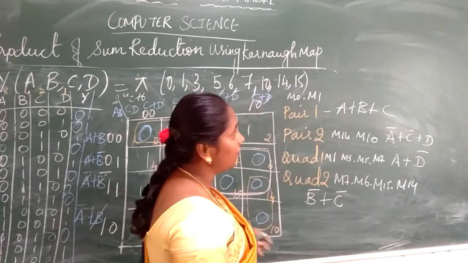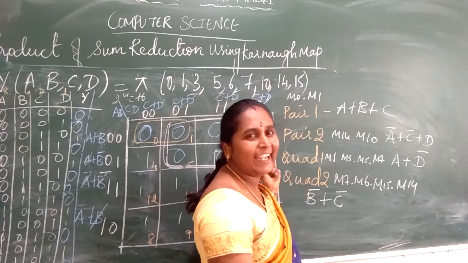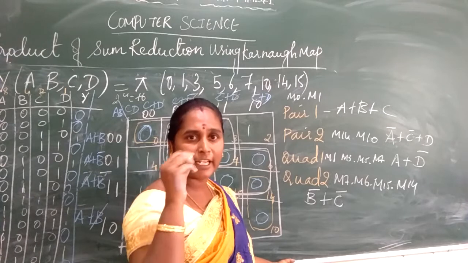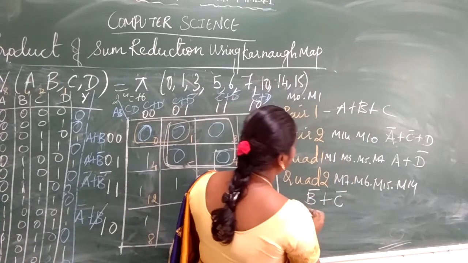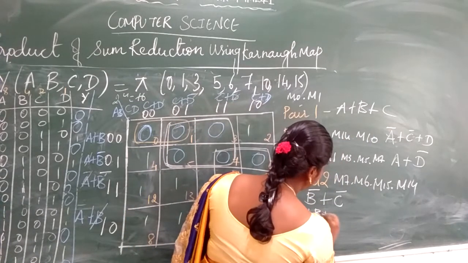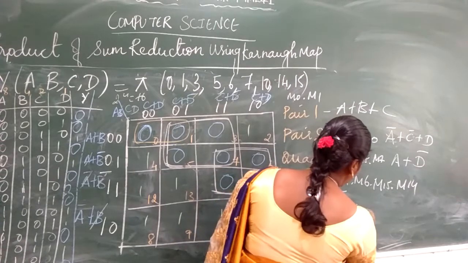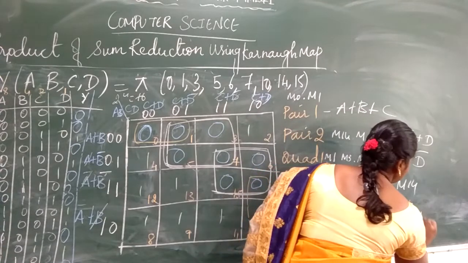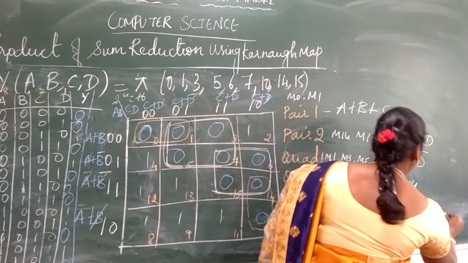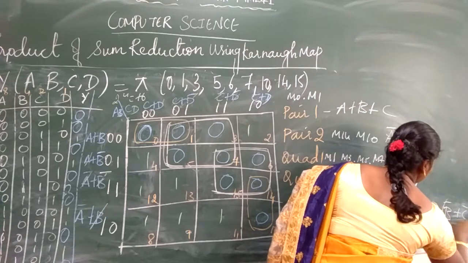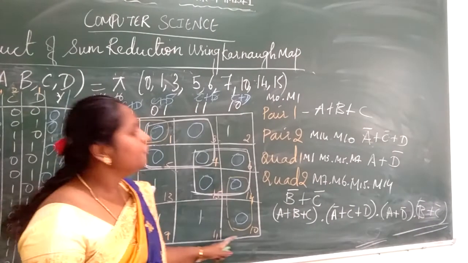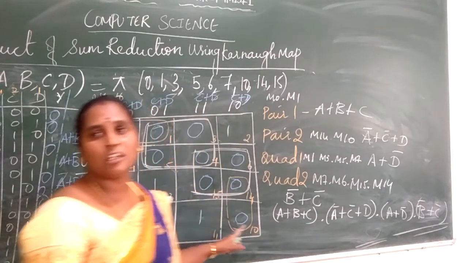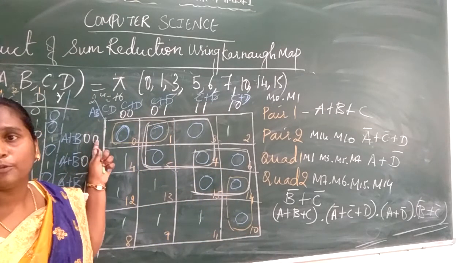So after taking the quads and pairs separately, add all the expressions and apply the AND function. That is nothing but your AND operation. What's my expression here? It is (a plus b plus c) into (a bar plus c bar plus d) into (a plus d bar) into (d bar plus c bar). So this is my product of sum, or max term, solved using the K-map for 4 input variables.